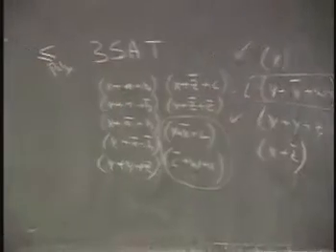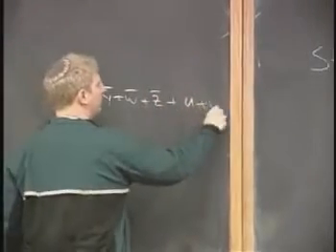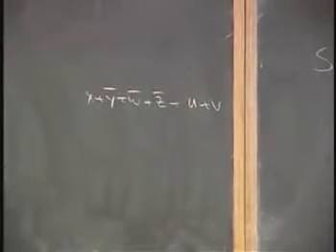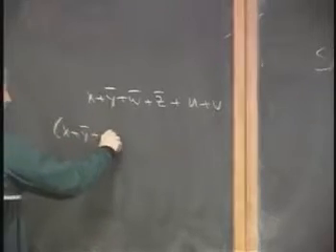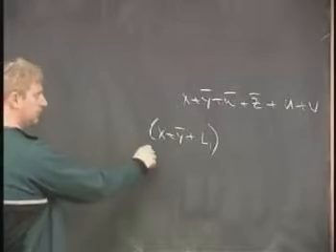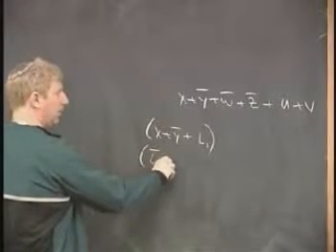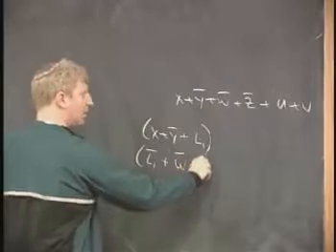X, Y bar, W bar, Z bar, U, V. What if it was much longer? Can we still do it? How do we do it? X, Y bar plus link. I'll call it L1. What's the next one? Link 1 bar plus W bar plus the next link.